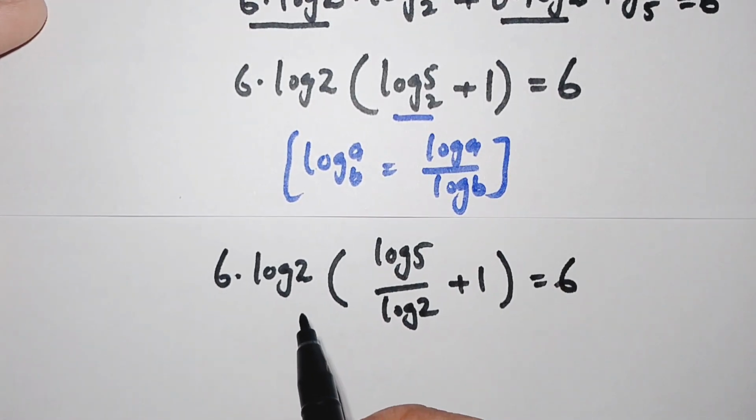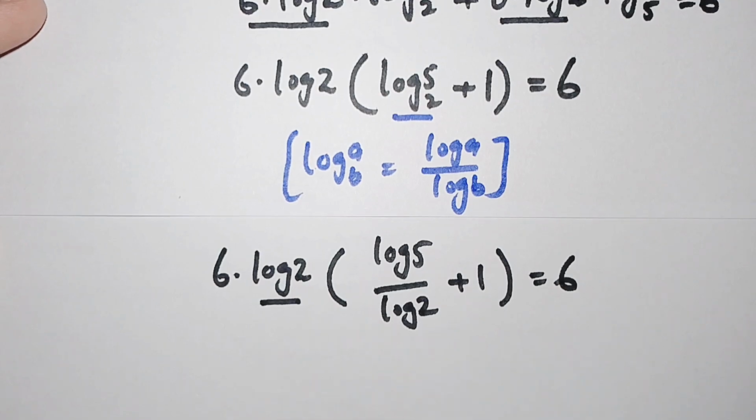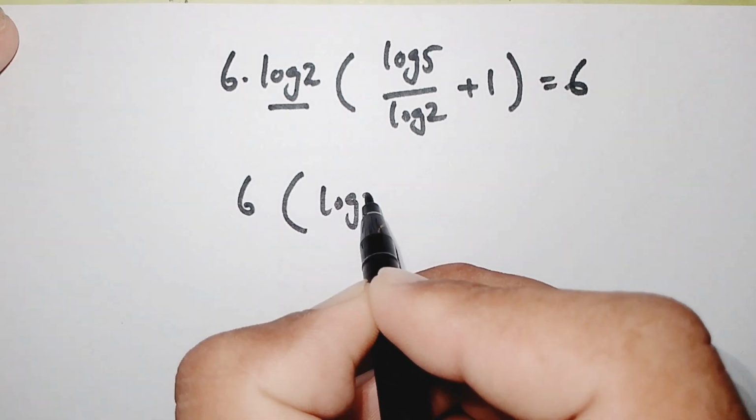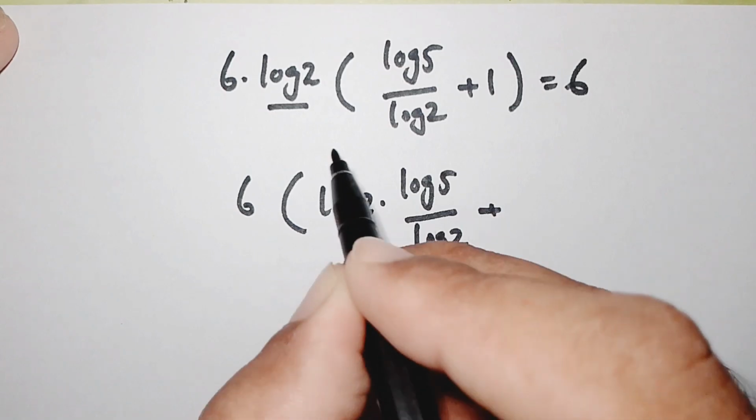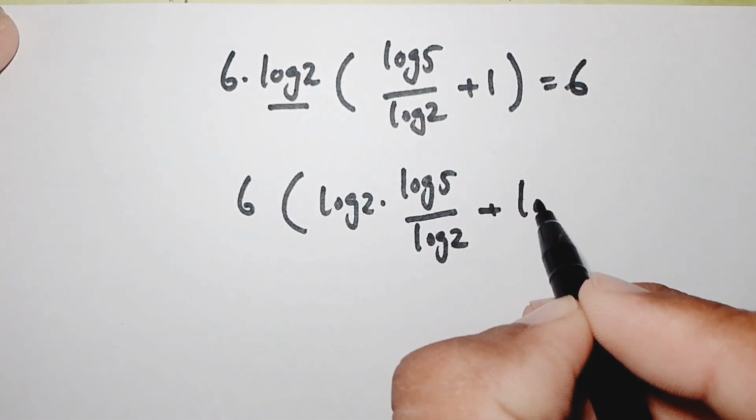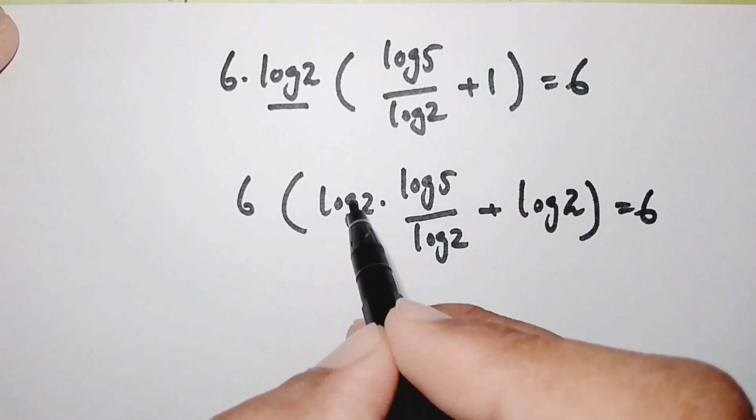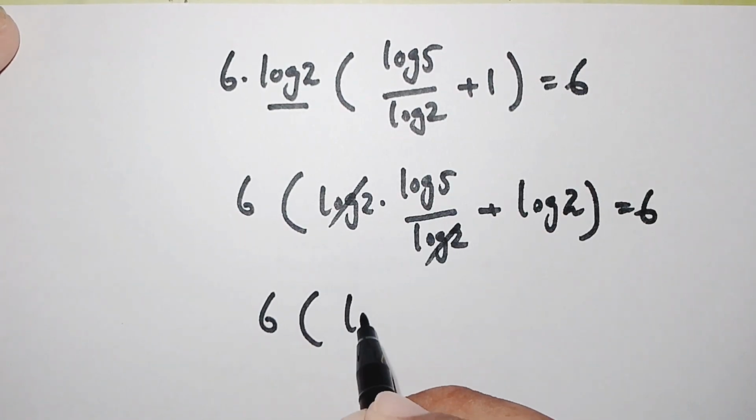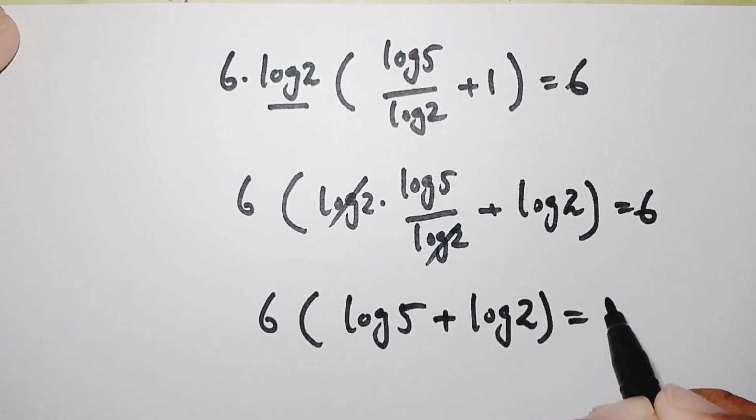Now again in the next step to solve this interesting question we have to multiply log of 2 inside. So we have to multiply log of 2 with this and also with this. So this will become 6 times log of 2 times log of 5 divided by log of 2 plus, and also we have to multiply this with 1, so this will become log of 2, which is equal to 6. Now here this log of 2 cancels with this log of 2, so here 6 times log of 5 plus log of 2 is left, which is equal to 6.